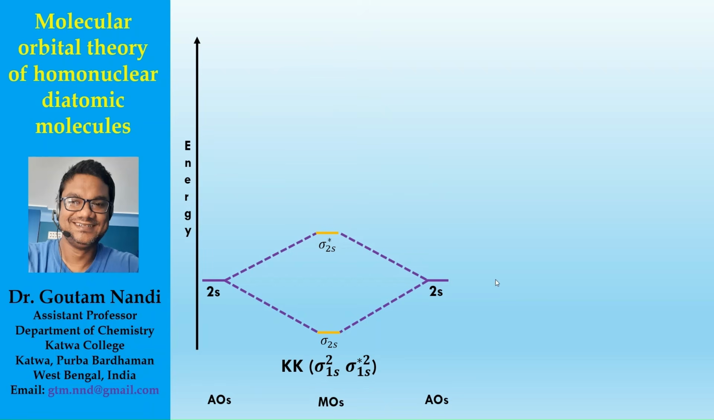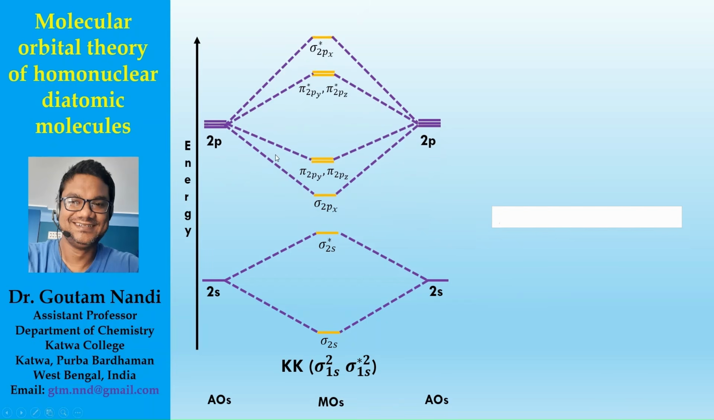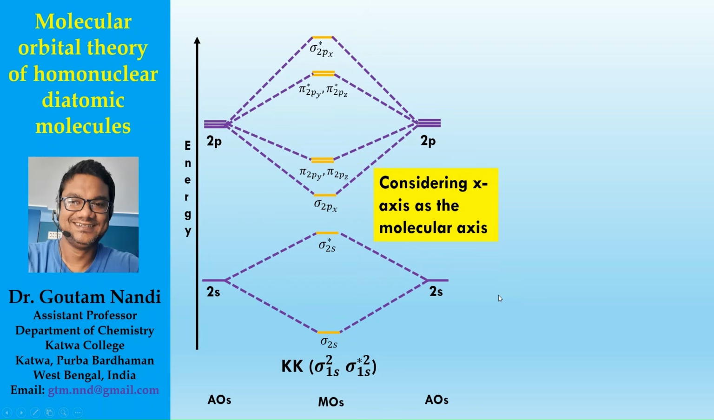Now, the 2p orbitals will also be involved in the diagram. The 2px orbital will give the sigma 2px orbital, and the other two, that is the 2py and 2pz, will form the pi orbitals. So sigma 2px orbital will have its antibonding part, that is sigma star 2px, and pi 2py, pi 2pz will also have their antibonding parts, that is pi star 2py and pi star 2pz. Obviously, we have considered the x-axis as the molecular axis.